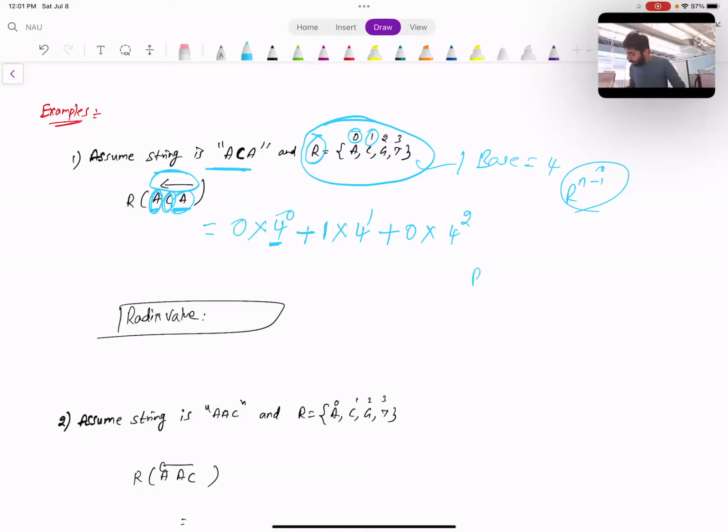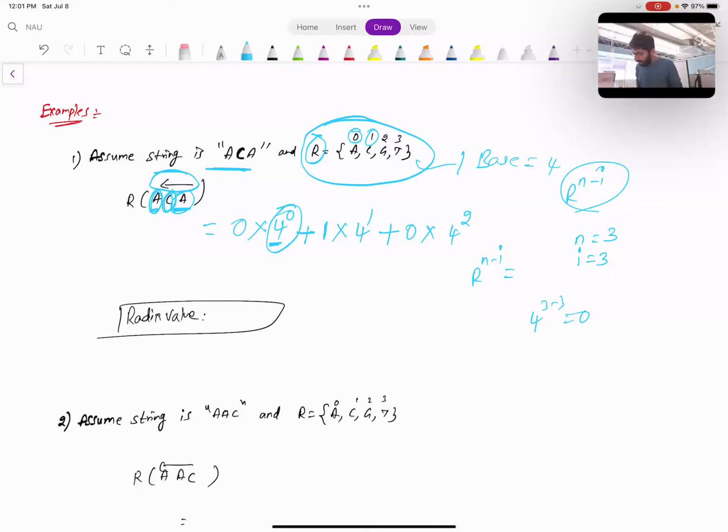Now, basically what r power n minus i means is, here we were at the last index, correct? So n means the number of characters. We have 3 characters here. The string length is 3. And what is my i initially? i is n only, right? Because i is starting from the end. i is 3. So initially what would be r power n minus i? r is 4, because that is the base. 4 power 3 minus 3 is what? 0. That's the reason here it is 4 power 0.